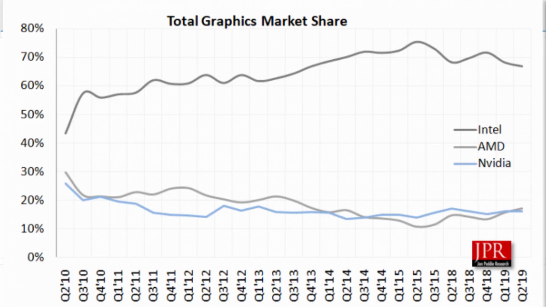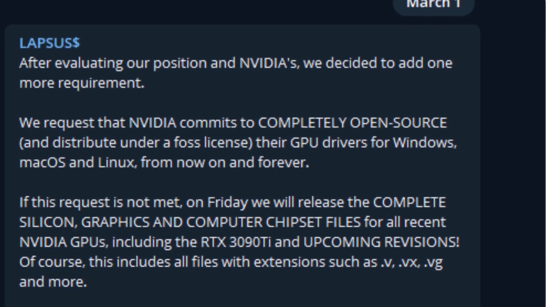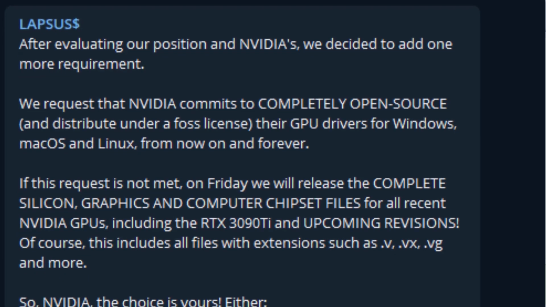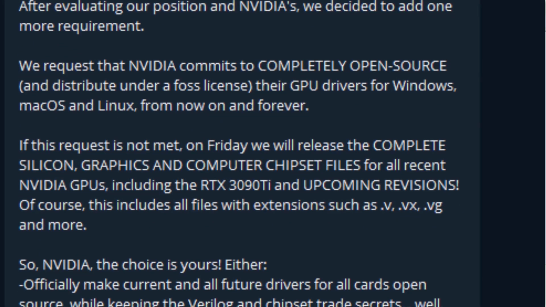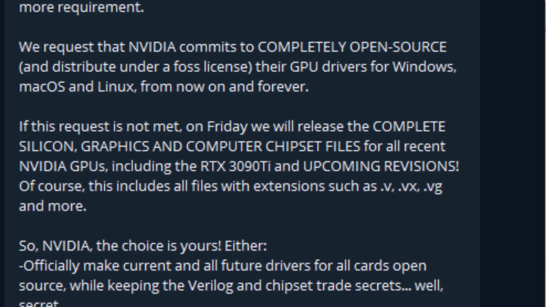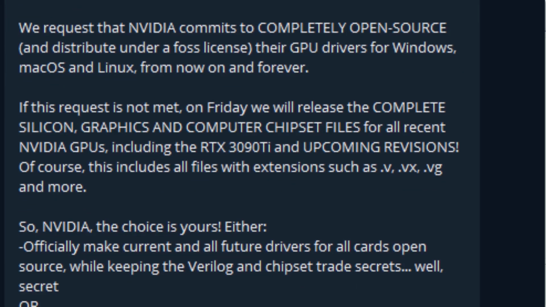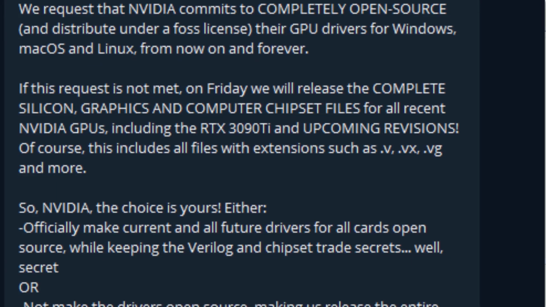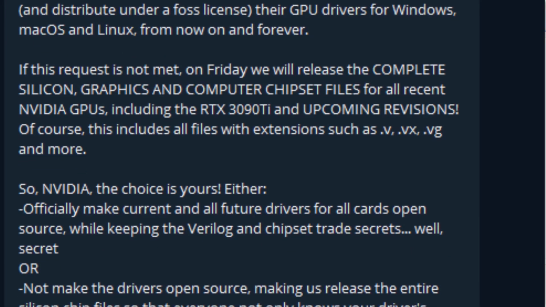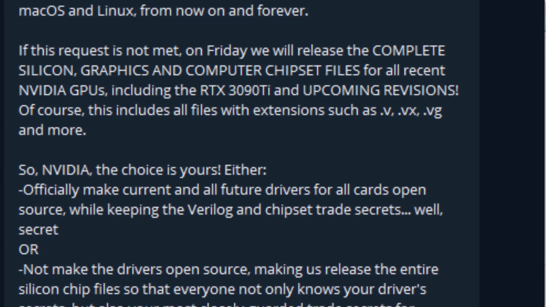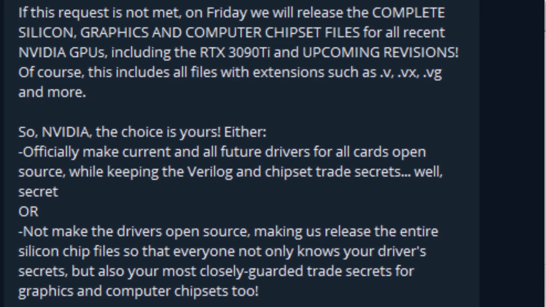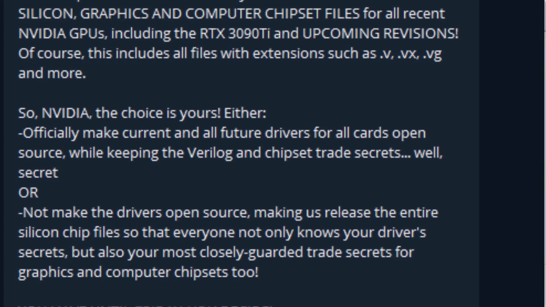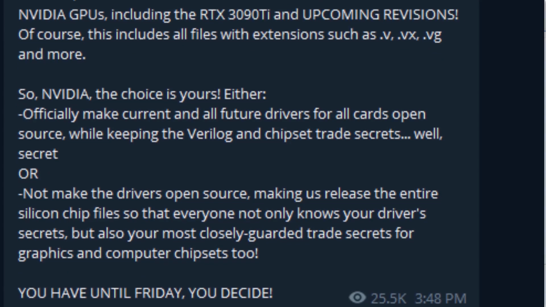Now, I have heard a lot of speculation from people that this driver release is actually NVIDIA complying with the demands of the hacker gang Lapsus, who hacked NVIDIA two months ago, and they demanded that NVIDIA release all of their driver source code under a FOSS license as part of their demand to prevent them from releasing the 1 terabyte of data that Lapsus had stolen from NVIDIA.